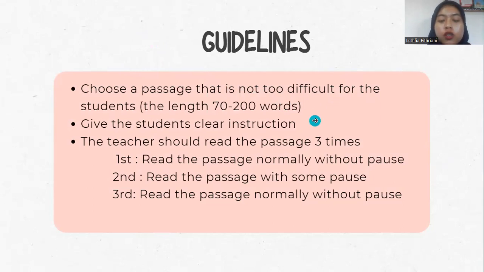Give the students clear instruction. In a dictation task, the teacher should give a clear and understandable instruction to the students. The teacher should read the passage three times. The first time, read the passage normally without pause. The second time, read the passage with some pauses. And the third time, read the passage normally without pause.